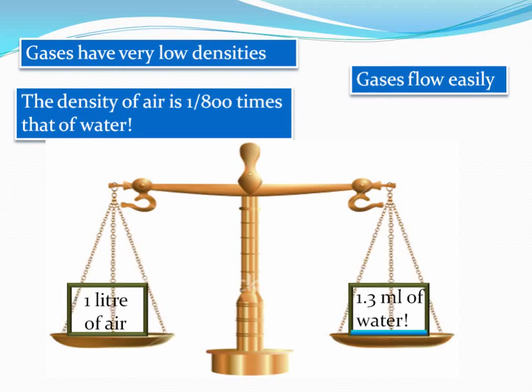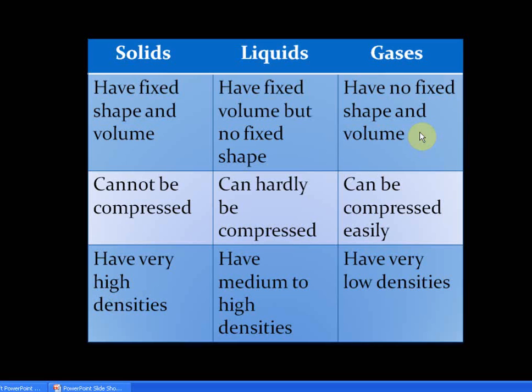In fact, let's take a look at this table which represents the major properties of solids, liquids and gases. You can look at the table and compare the properties of solids, liquids and gases. Here's the table listing the properties. As you can see, solids have a fixed shape and volume, liquids have a fixed volume but no fixed shape. They take up the shape of the container. And gases have no fixed shape and no fixed volume. They are free to move anywhere they want.